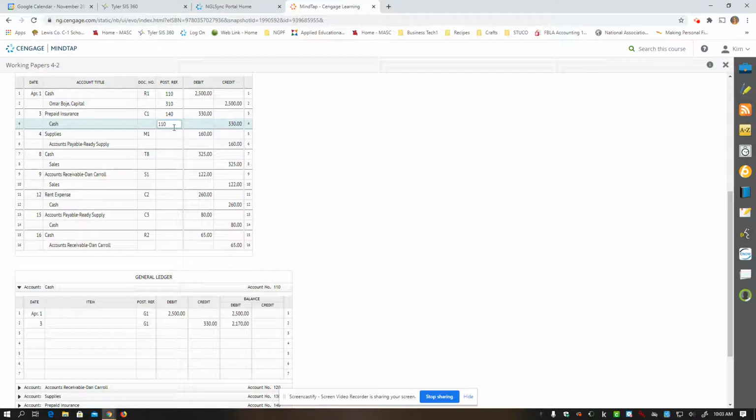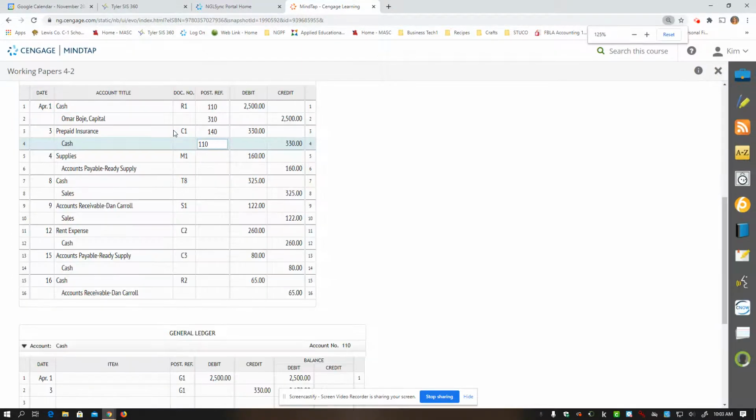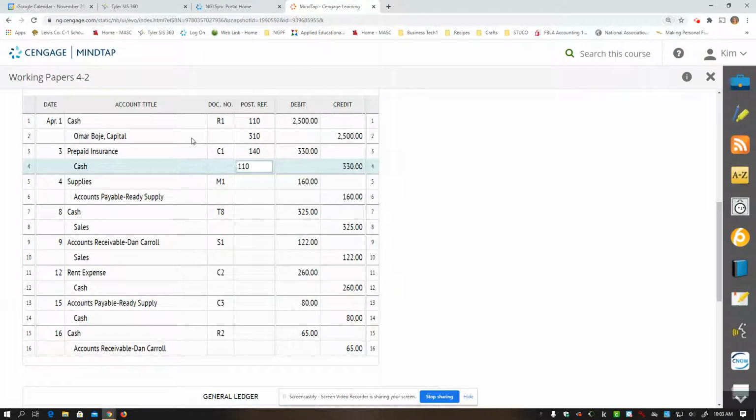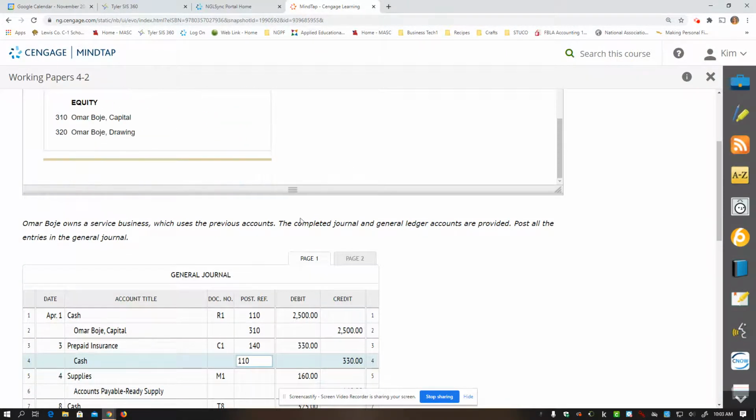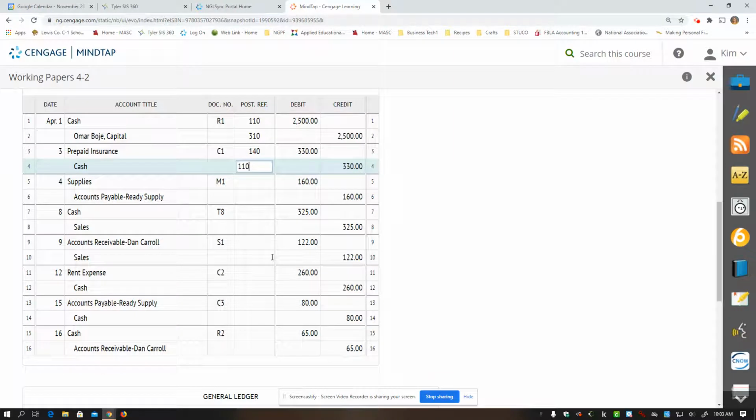Did you put 2170? Yeah, but here, is that better? I have to scroll now. That's what I don't like. I don't like all these forwards in my way in my calculator. Yeah, you can put forward.